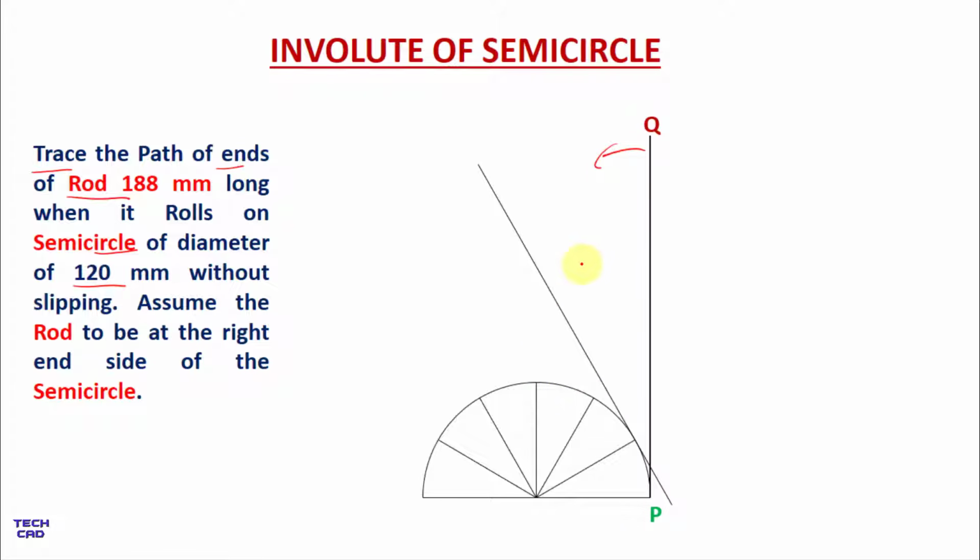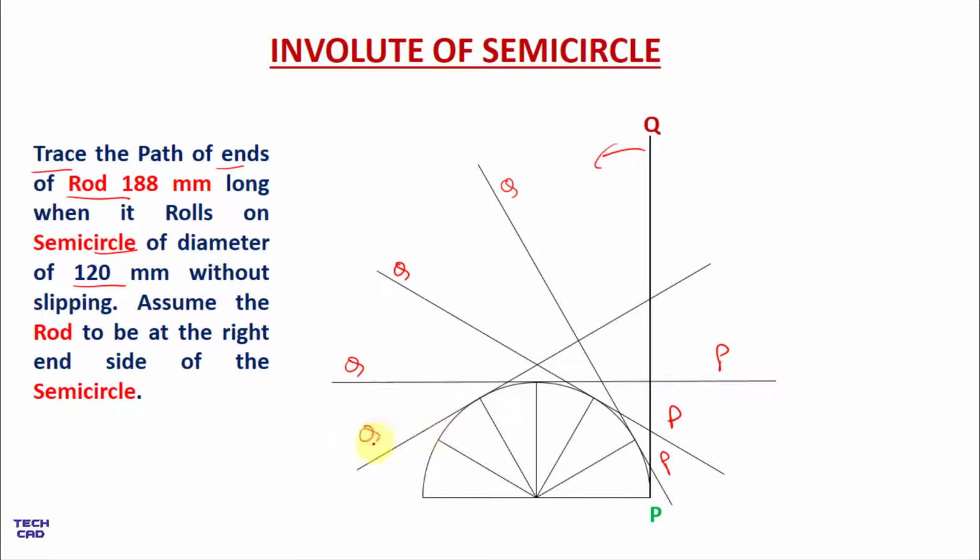So in the second position it comes over here. Let us suppose this is the Q point and this is the P point. Then it rolls again, without slipping. So again it comes over here and the P point is here. Then it is over here, Q is here and P is here, and then in the next position Q is here and P is somewhere here, and then it comes back to here.